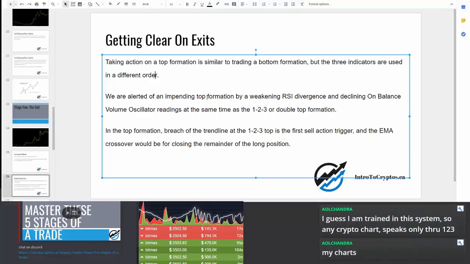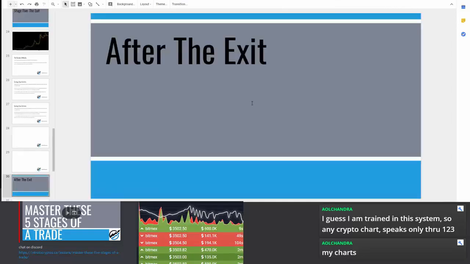So that you can see that they're opposite setups for the bottom formation and the top formation. With the top formation, the breach of the trend line is the first sell action trigger. And then the exponential moving average crossover would be the closing or the last reminder of closing that long position.